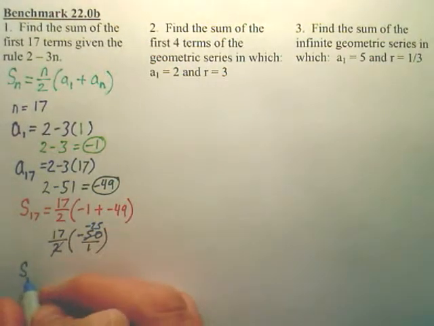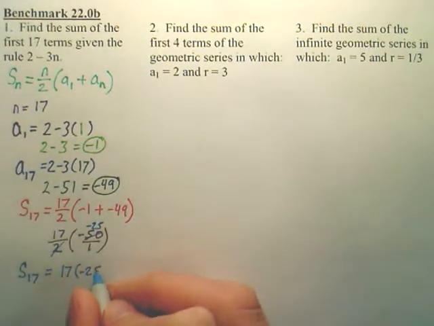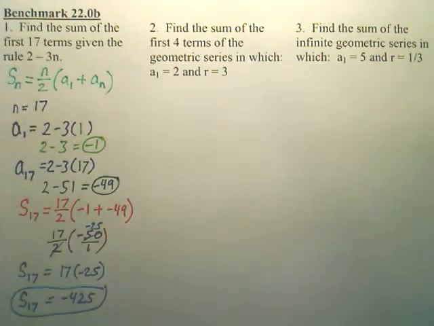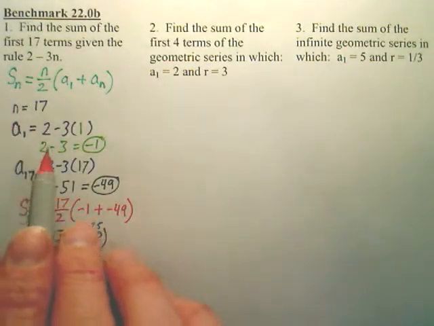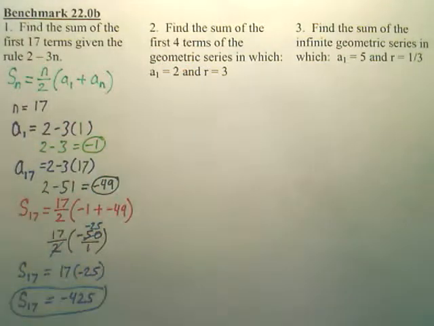So I now have S17 is equal to 17 times negative 25, which looks like, if I have 17 quarters, don't I have negative 425? Negative 425. So for this particular problem, you need 3 things, and it took you a little bit to get the pieces you wanted. But you're given the rule, which helps a lot.